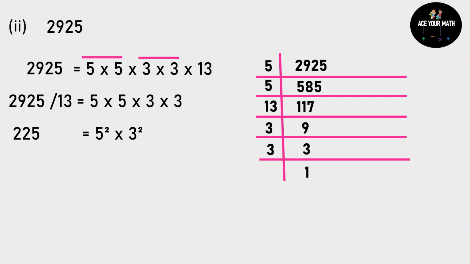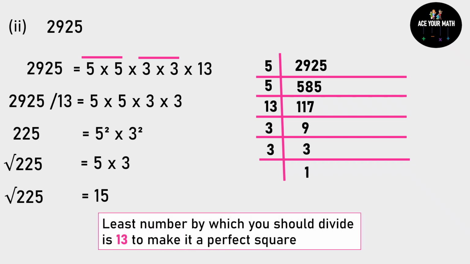Now our motive is to find the square root. When you find the square root of 225, you will take these pairs only once. So you will write it as 5 times 3. So the square root of 225 is 15. By which least number did we divide this whole term to get a perfect square? That number is 13. And the square root of the new number formed is 15.